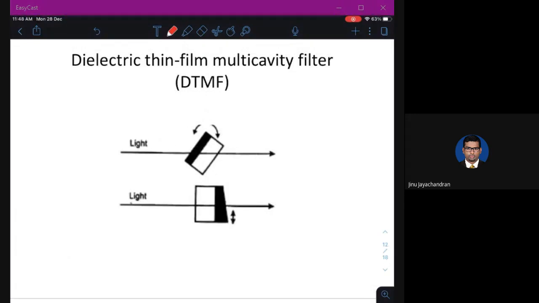Now, another kind of tunable filter is a structure in which by changing the position or rotating the material, you can create the filtered lambda. So by this one, you might get filtered lambda 1. By this one, you might get filtered lambda 2. Okay.